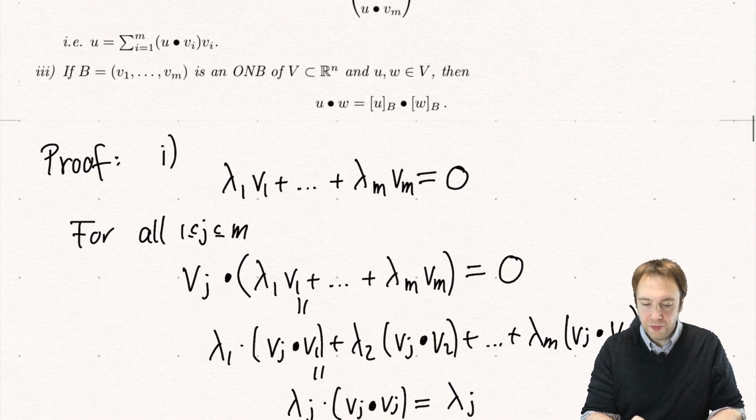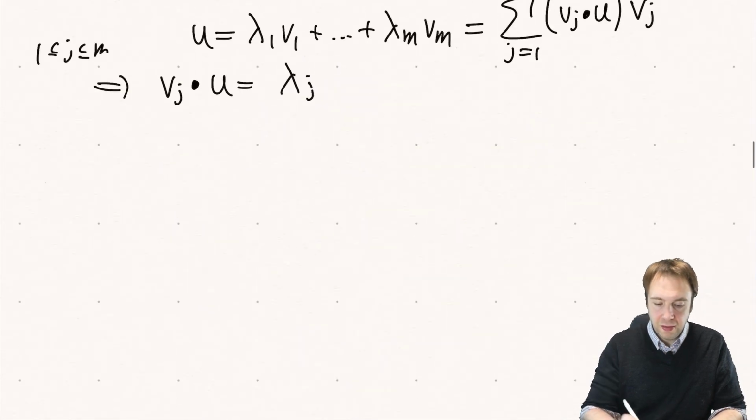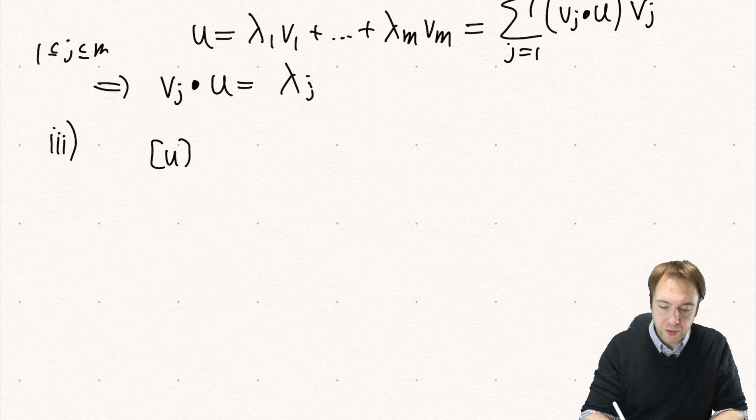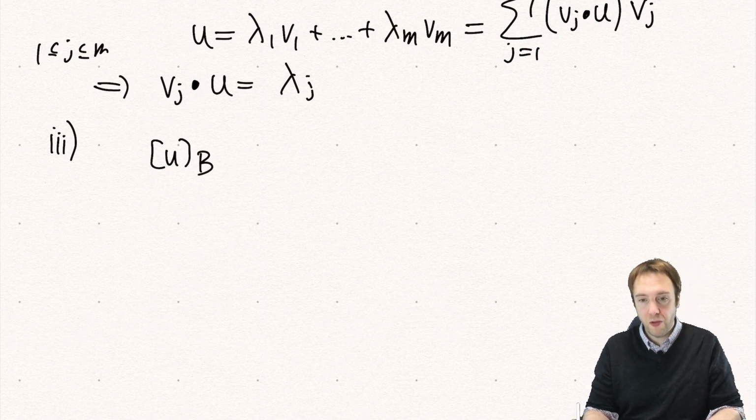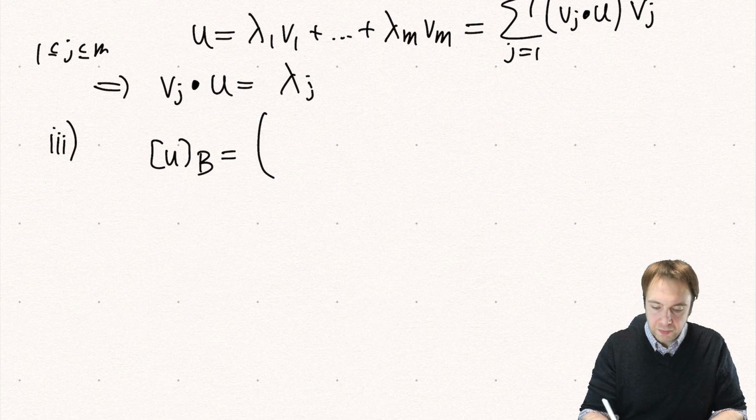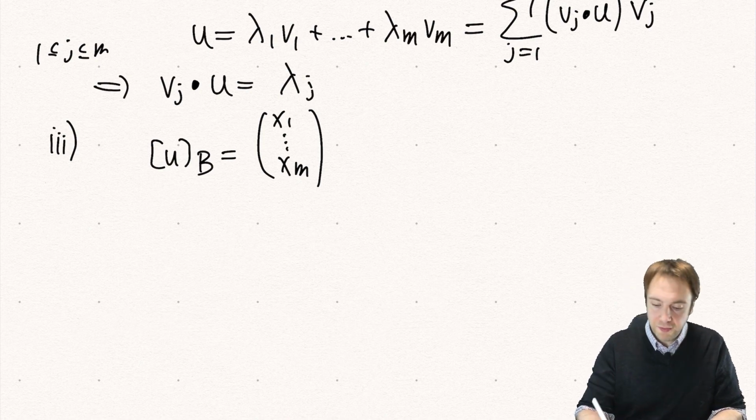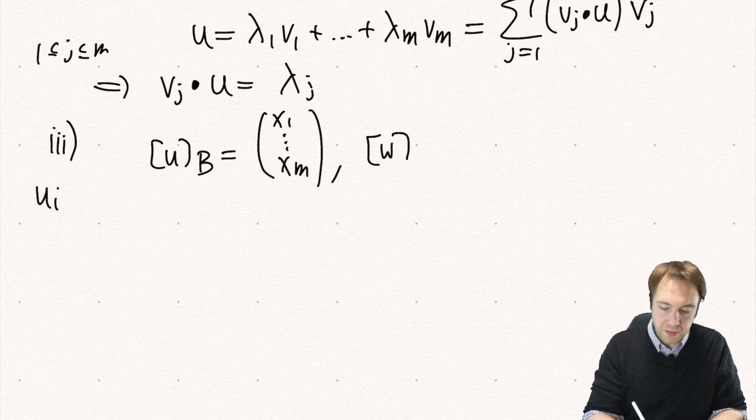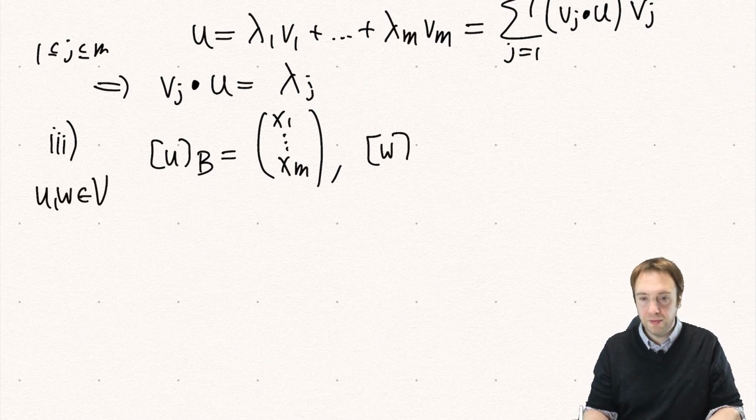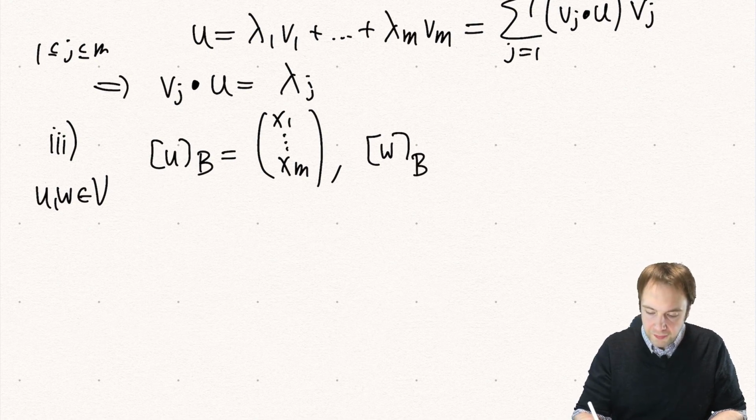And now the third statement: we want to consider the coordinate vector with respect to our orthonormal basis B. So let's give this a name. This is an element in R^m, because we have m basis elements, and also the other element w. So u and w are in our subspace V, and B is an orthonormal basis. So let's call this y1 up to ym.